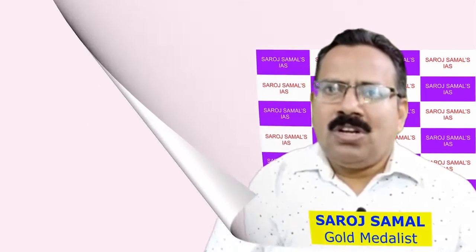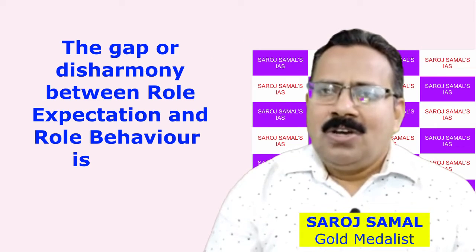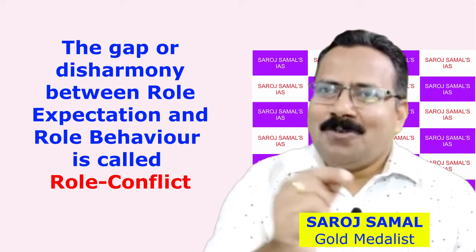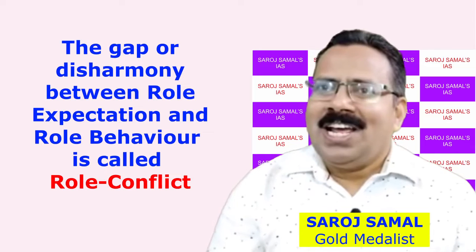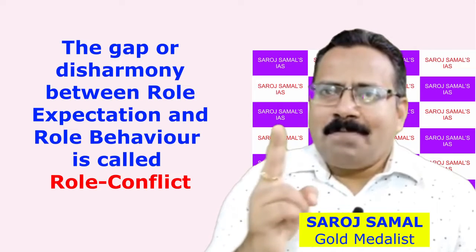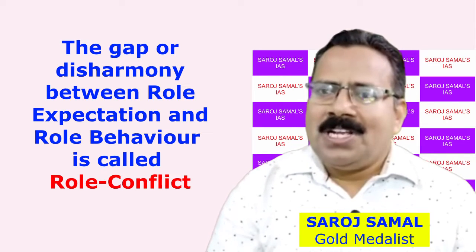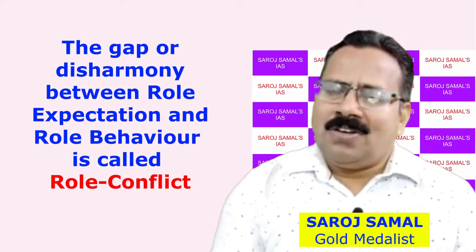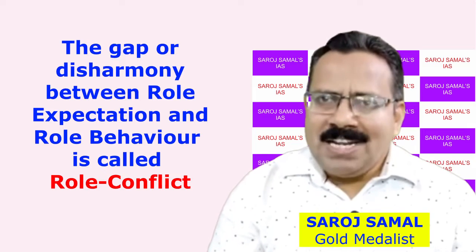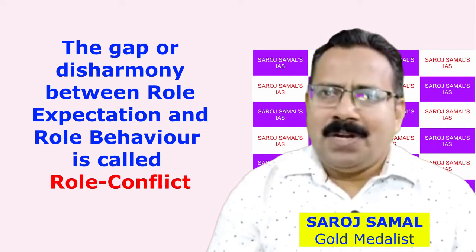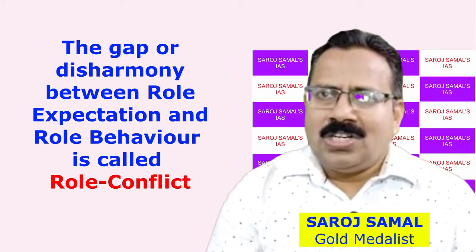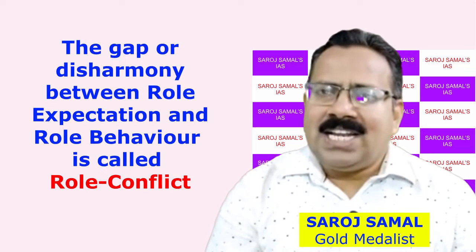So right now come to role conflict. What is role conflict? Role conflict refers to the gap between the role expectation and role achievement or role behavior. So the gap between role expectation and role behavior, that is called role conflict, or in other words I can say the inconsistency or incompatibility or disharmony between the role expectation and role behavior is called role conflict. I am citing an example.